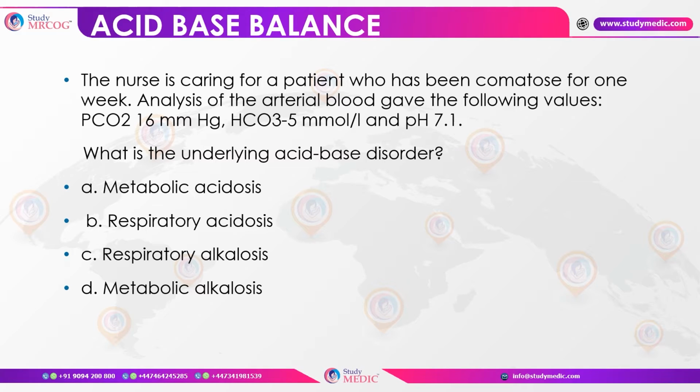The nurse is caring for a patient who has been comatose for 1 week. Analysis of the arterial blood gave the following values: PCO2 is 16, bicarbonate is 5, and pH is 7.1. We have to know how we are going to approach such kind of questions.